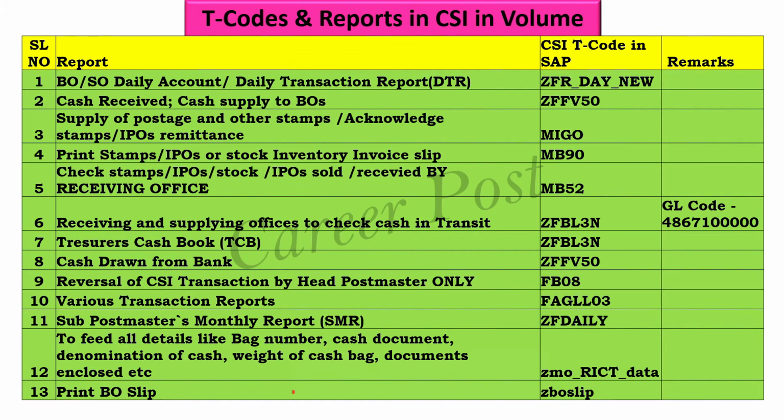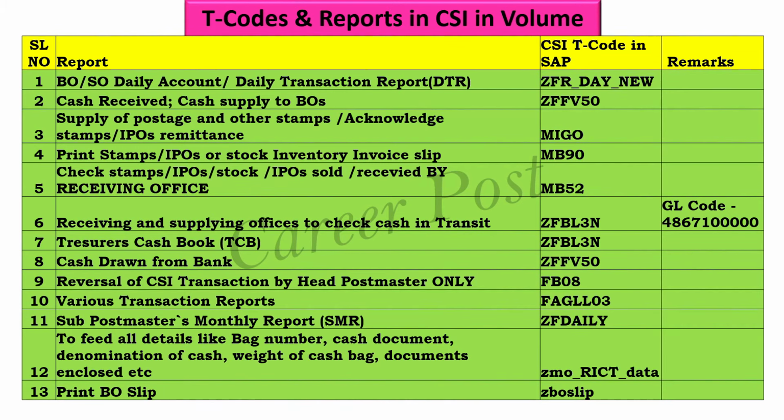Supply of postage and other stamps, acknowledgement of stamps, IPOs, that is Indian postal orders, remittances, supply, sale, all these things can be made through MIGO, that is a T code. And printing of stamps or IPO stock details, invoice slips, is done through MB90. Supply is done through MIGO, but printing of the invoice slip is done through the T code called MB90. Actually, printing is also available in MIGO. If you get out of that MIGO, this MB90 can be invoked and the invoice of stock of IPOs or invoice of stock of stamps can be printed.